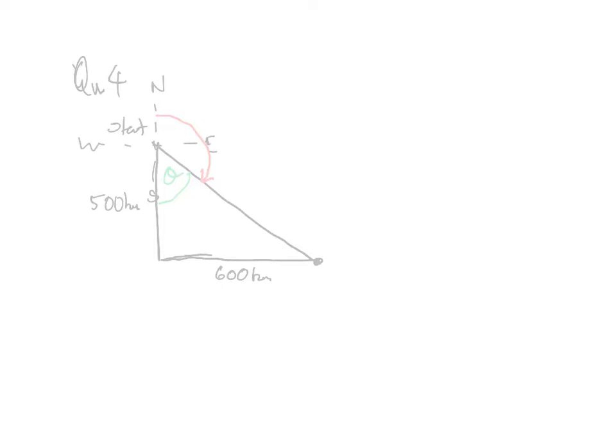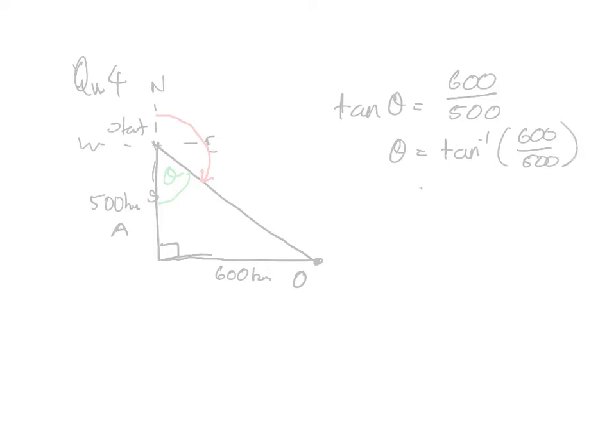So what do I have? Well, there's my right angle. I have the opposite, which is here. I have the adjacent, which is there. Okay, so it's going to be tan again. Tan theta equals opposite over adjacent, which is 600 over 500. Theta is equal to the inverse tan of 600 over 500. Okay, and when we work that out, we get 50.19, which is approximately 50 degrees.